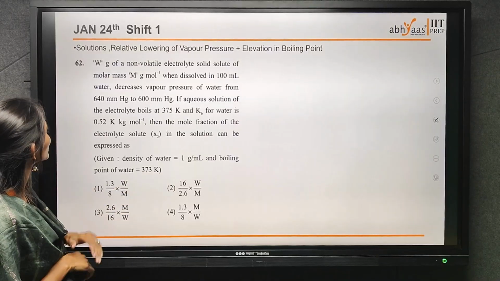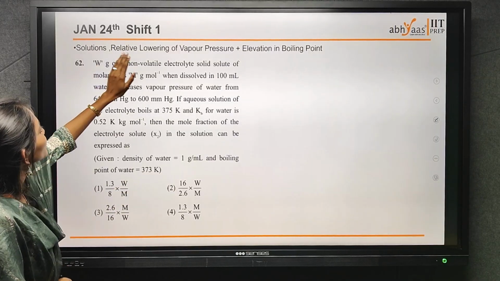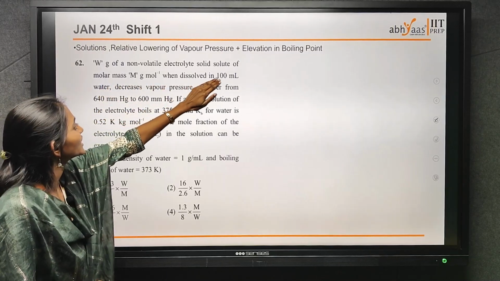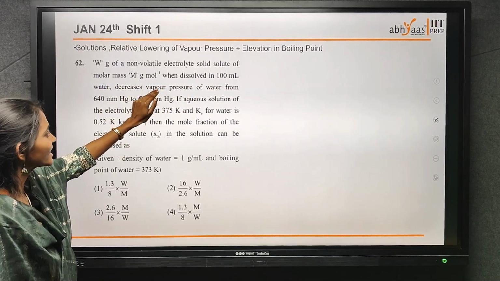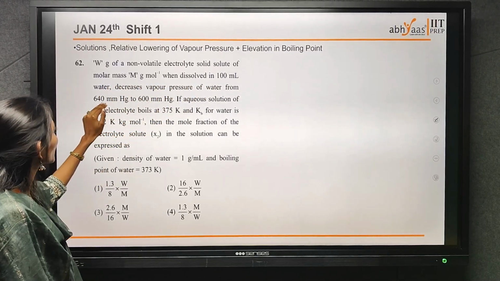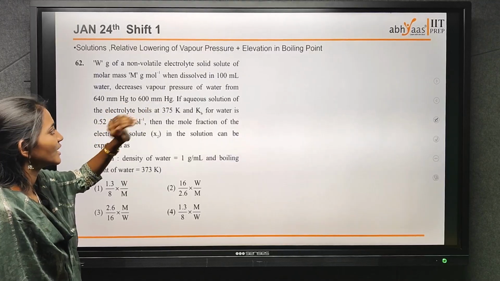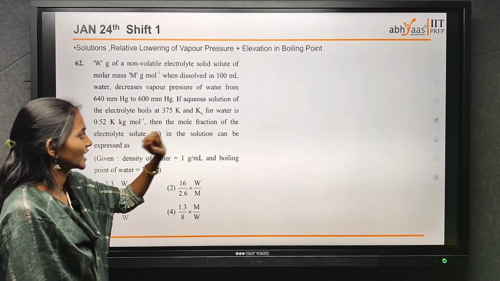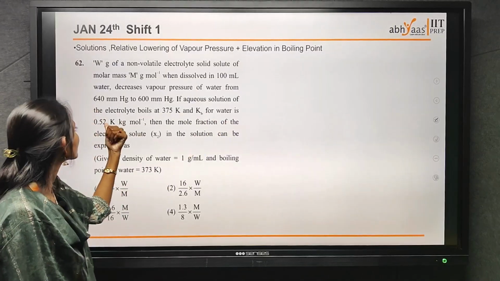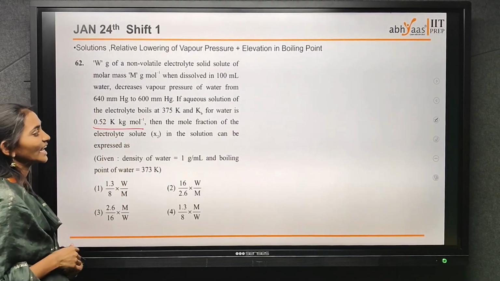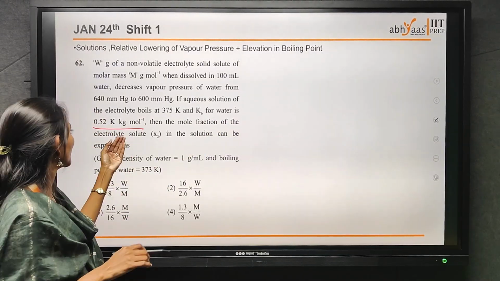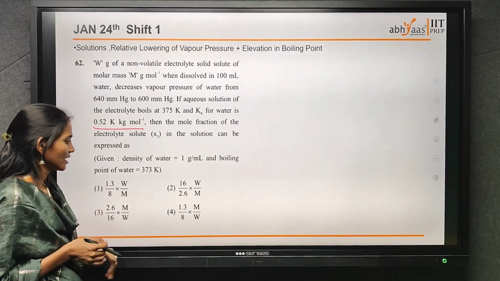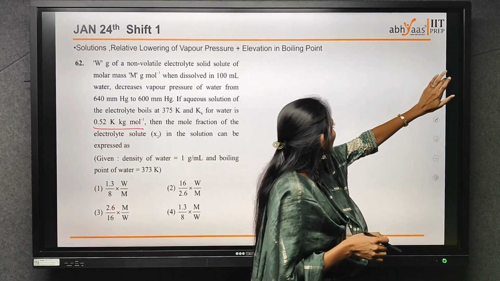This question is asked from solutions. So W grams of a non-volatile electrolyte solid state solute of molar mass M, when dissolved in 100 milliliters of water, decreases the vapor pressure of water from 640 mmHg to 600 mmHg. If the aqueous solution of the electrolyte boils at 375 kelvins, Kb for water is 0.52 kg per mole, then the mole fraction of the electrolyte X2 in the solution can be expressed as. They are giving that.